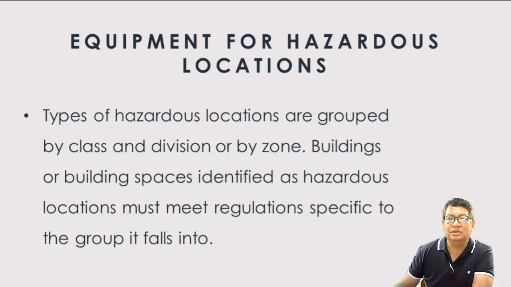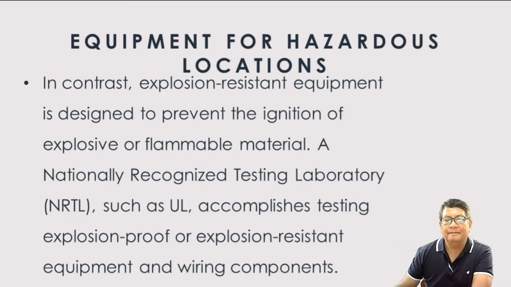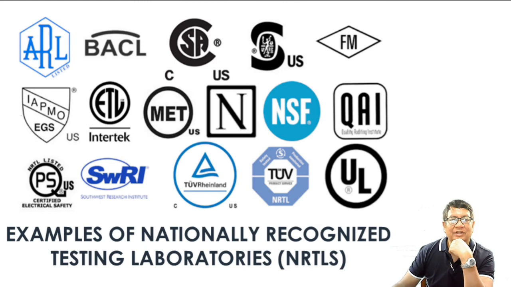So, types of hazardous locations: we have class and division, or by zone. We have that in the Philippine Electrical Code, which specifies the hazardous locations. Equipment for hazardous locations is explosion resistant equipment designed to prevent the ignition of explosive or flammable materials. We have many examples, such as nationally recognized testing laboratories. Some are international, while many are only in their own country.